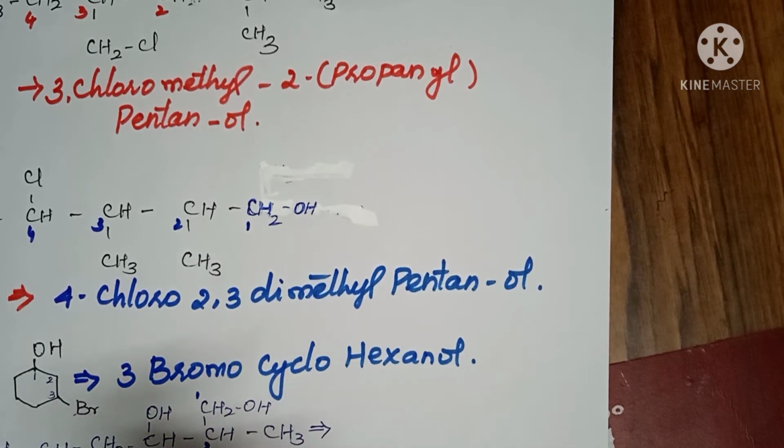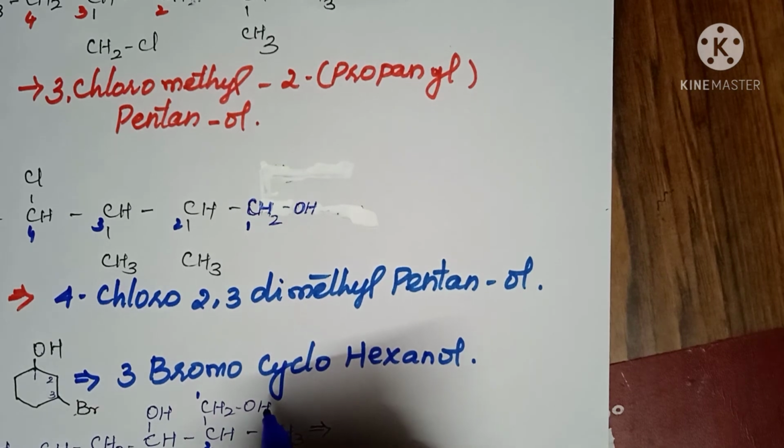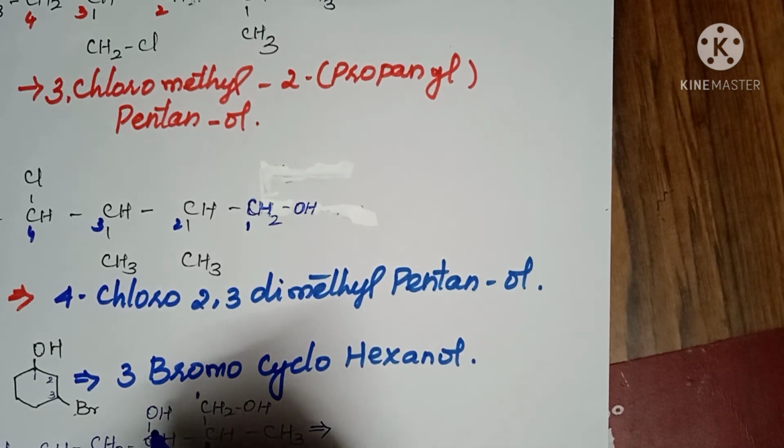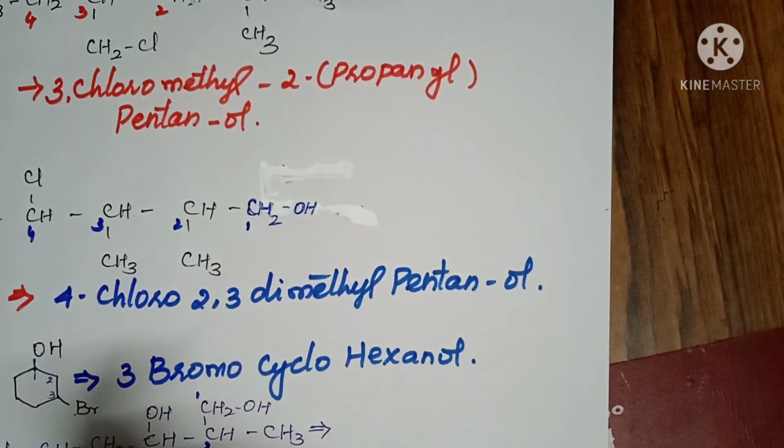In that, at carbon 2 a methyl group is attached, at carbon 5 a methyl group is attached, and at carbon 3 a hydroxyl group is attached. Anyway, here also a hydroxyl group, here also a hydroxyl group. Then why can't you give the numbering from here? But here there is a primary alcohol, CH2OH. So always give first preference to this. Remember this.